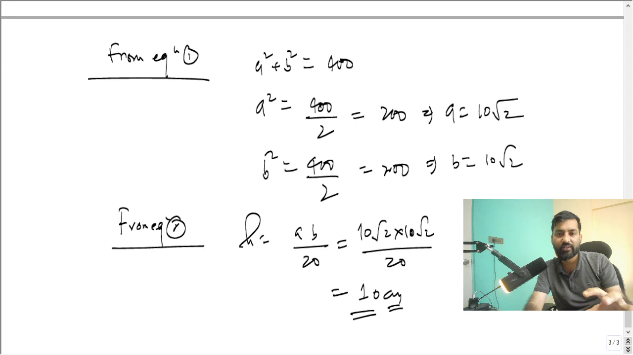Just remember, if one of the conditions is given, that is A plus B equal to some constant, and you want to maximize the product, then A has to be half of the constant and B has to be half of the constant. If A square plus B square equal to a constant is given, and you want to maximize A square times B square, then you can take A square as constant by 2 and B square as constant by 2. So hopefully this video might have shown maximum learning to you, right?